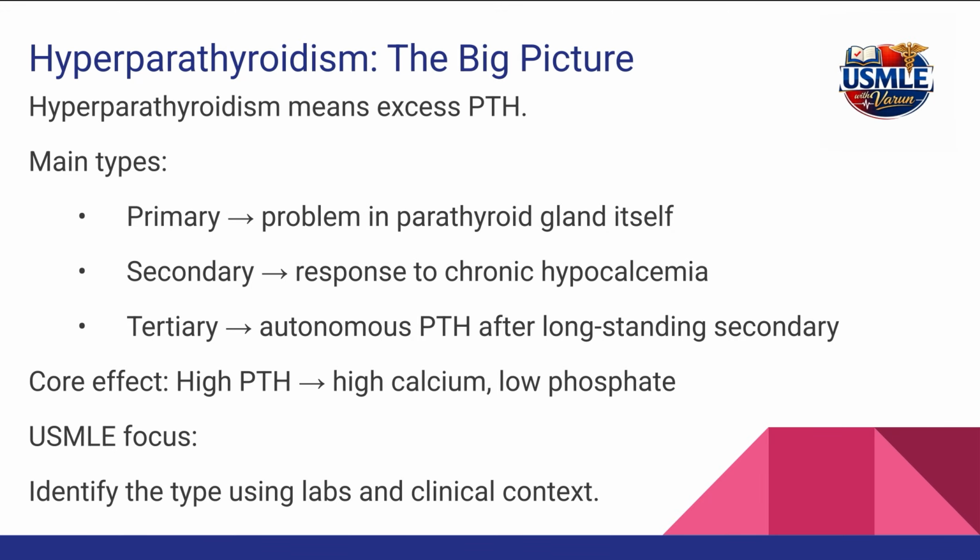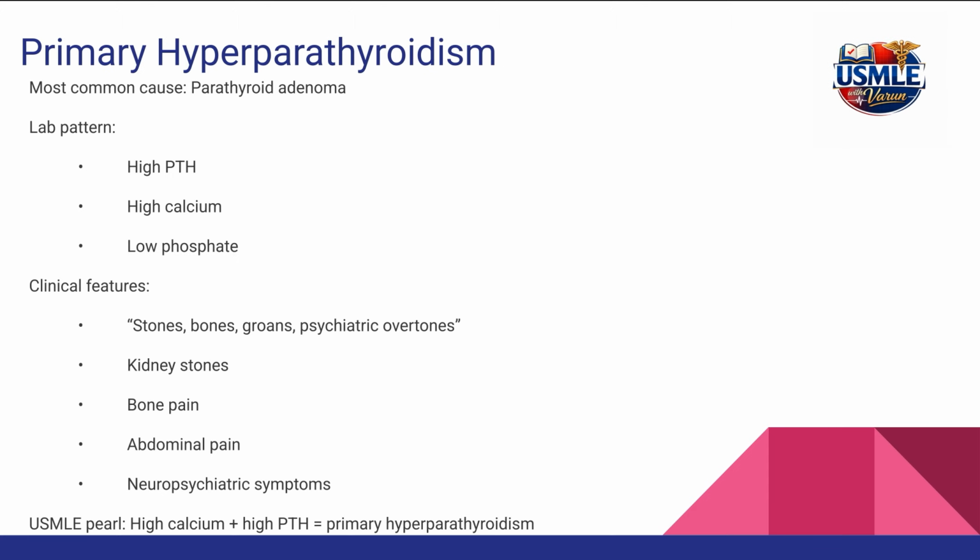The core effect is that there is high PTH, which leads to high calcium and low phosphate. So identify the type using labs and clinical context. Always do this. In primary, there is a problem in the parathyroid gland itself, whereas in secondary, there is a defect in response to chronic hypocalcemia, whereas in tertiary, there is autonomous parathyroid hormone secretion after long-standing secondary hyperparathyroidism.